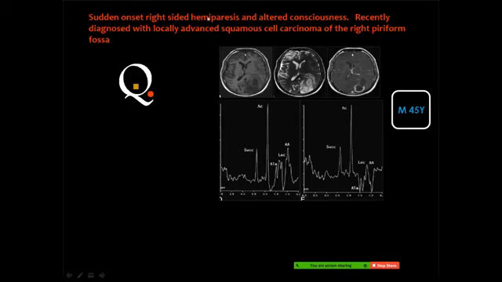This patient had sudden onset of hemiparesis and disturbed consciousness, and was diagnosed recently with locally advanced squamous cell carcinoma of the piriform sinus. Then this is MRI of the brain T1, T2, and with contrast, and this is the MR spectroscopy.